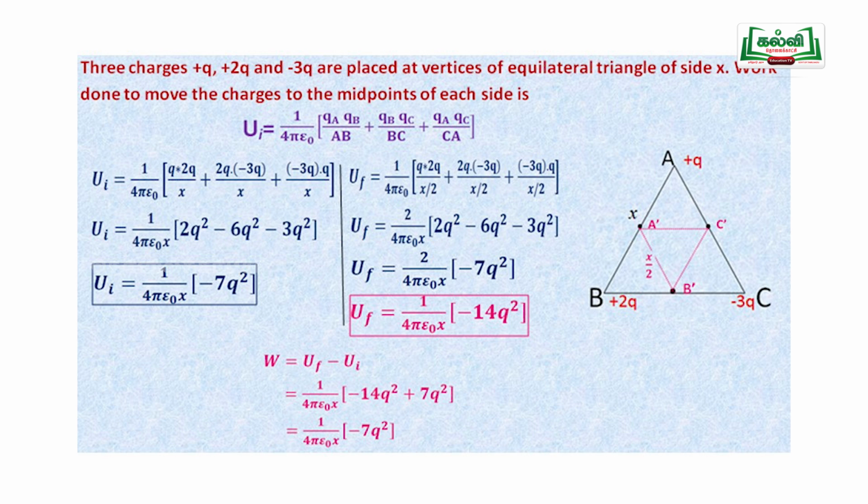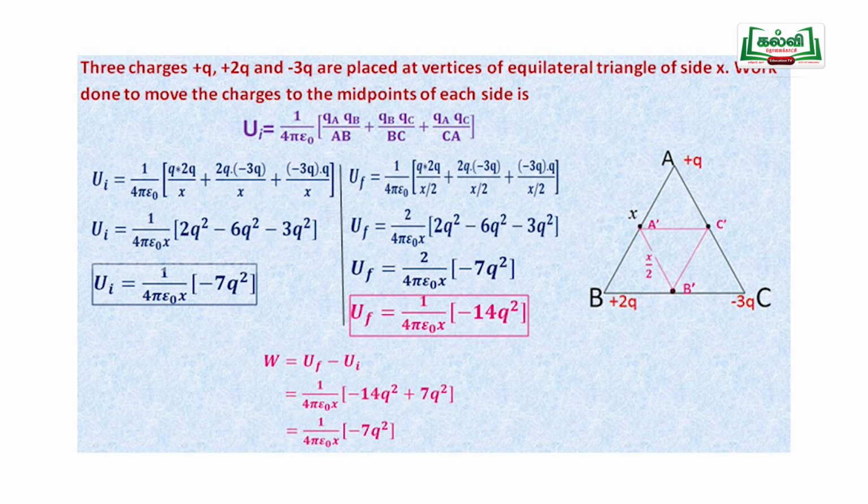So, if you substitute the final potential energy 1 by 4 pi epsilon naught into the same charge configuration, but the distance reduces to x by 2. So, it reduces to 2 by x. If you add, you get 2 by 4 pi epsilon naught x into minus 7 q square. This is the final potential energy.